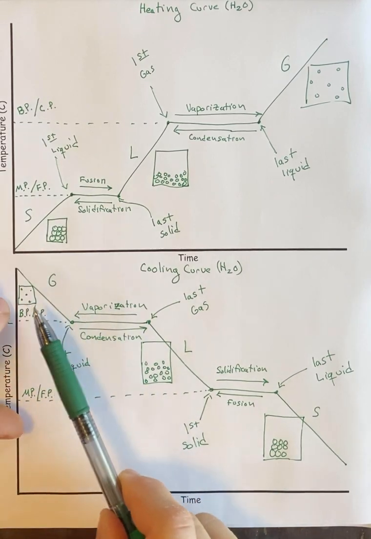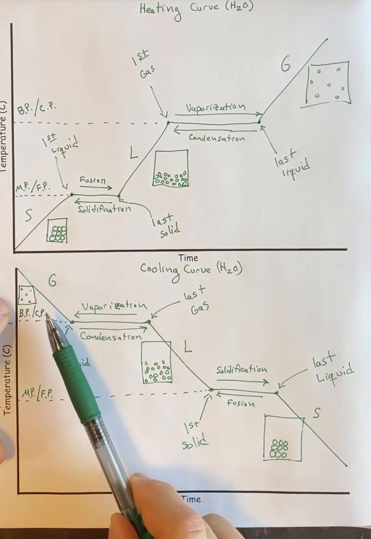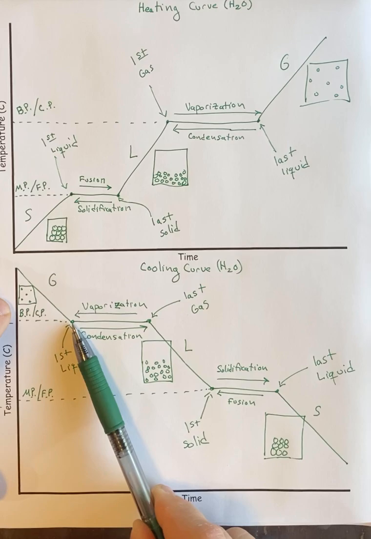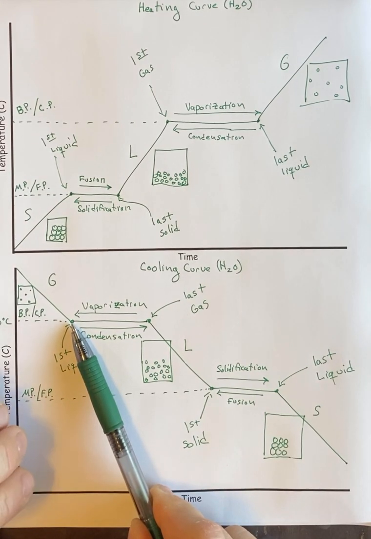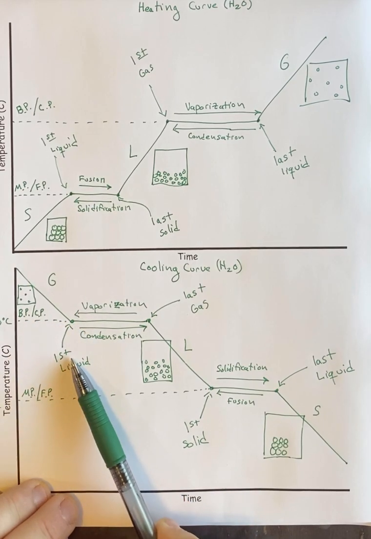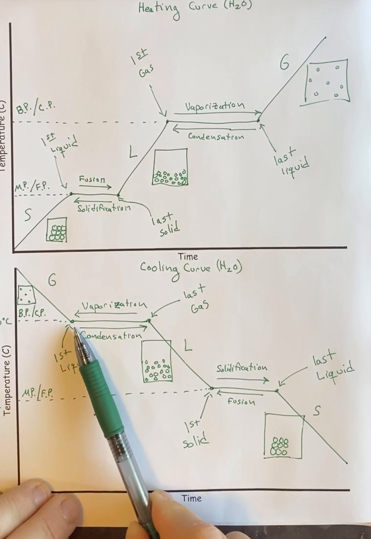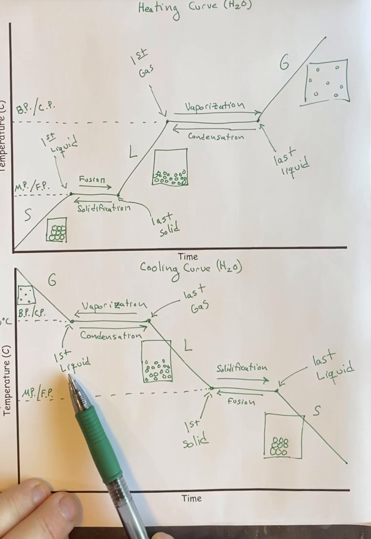If you think about it, you have a really hot gas here. It's starting to cool down. Eventually it will start to condense. That's the flat part. It will start to condense, and the way we know that it's starting to condense is we will see our first drops of liquid appear, like on the glass or on the container or whatever. We'll see some liquid show up. That's why it's first liquid.